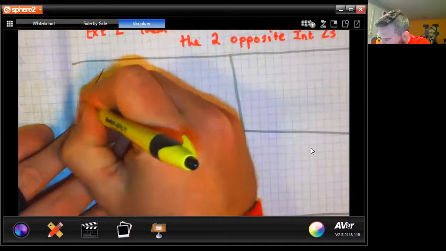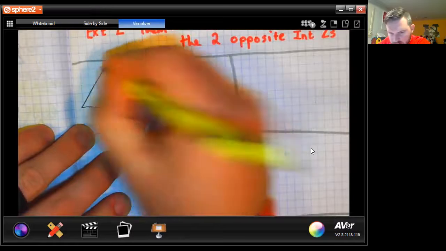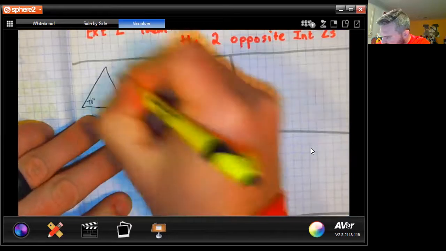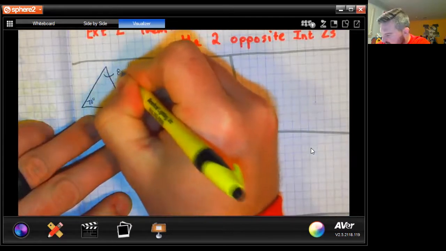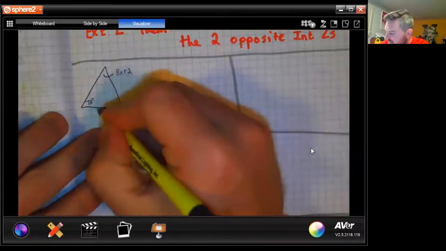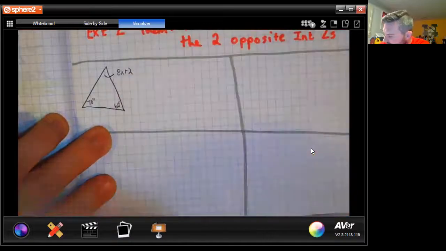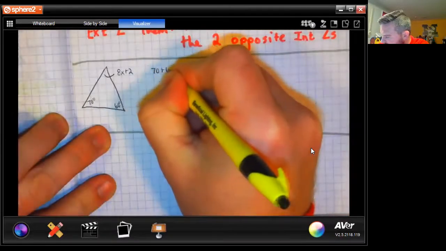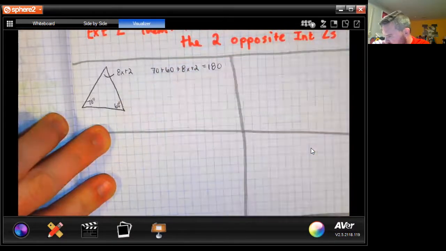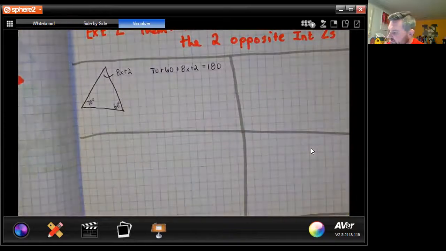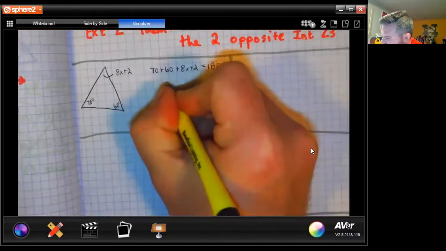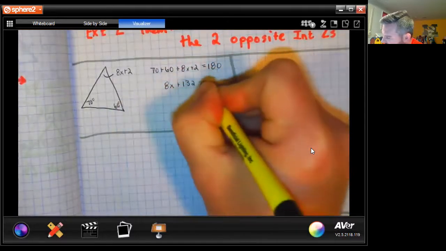So if I have this triangle here, this is 70 degrees, this is 60 degrees, and this angle here is 8x plus 2. Okay, so those are all interior angles. If I take the interior angles, they should sum to 180. So 70 plus 60 plus 8x plus 2 should equal 180. Okay, so we can combine like terms. So 70 and 60 is 130, plus 2 is 8x plus 132 equals 180.